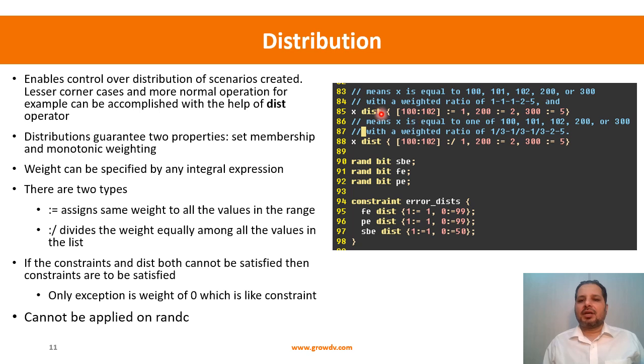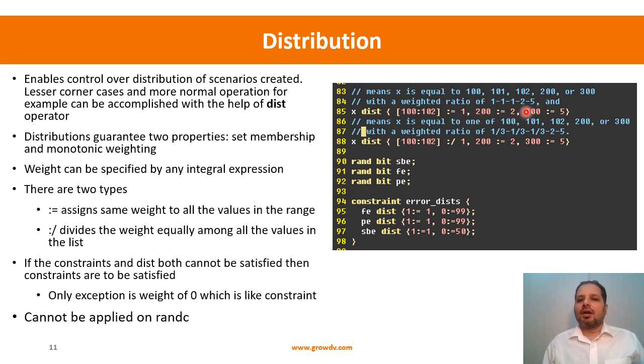So let's look at an example. Let's say I have this random variable x, and I am saying x dist, and in this parenthesis I am specifying the values. I am specifying first a range, 100 to 102, and I have a value 200, and then I have value 300. I am using the colon equal to operator on all three elements. So I am saying colon equal to 1 on this range, with 200 I am saying colon equal to 2, with 300 I am saying colon equal to 5. Within this range, 100 to 102, I have three values, 100, 101 and 102, and all three values get the same weight, that is a weight of 1.